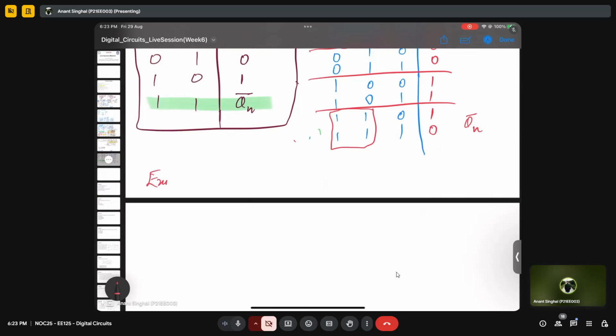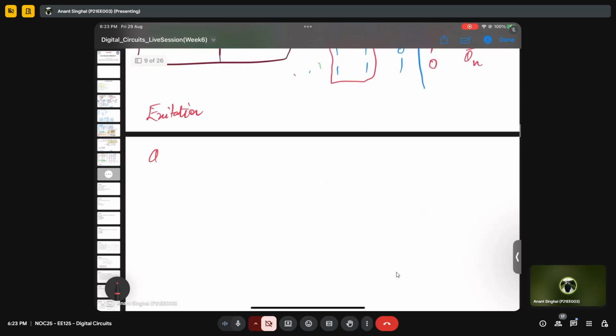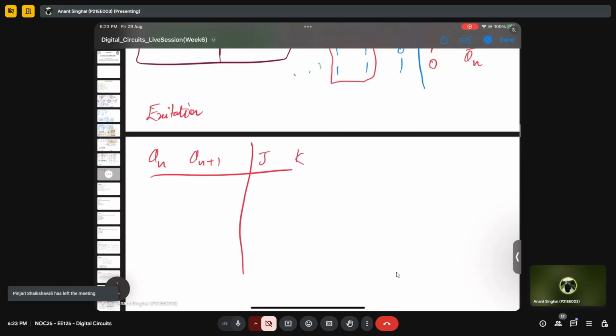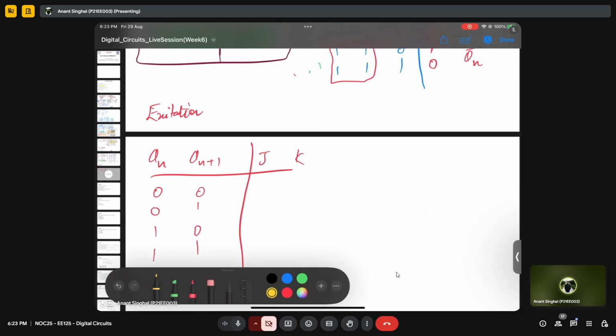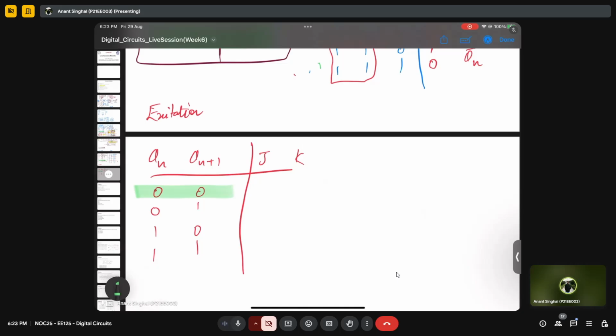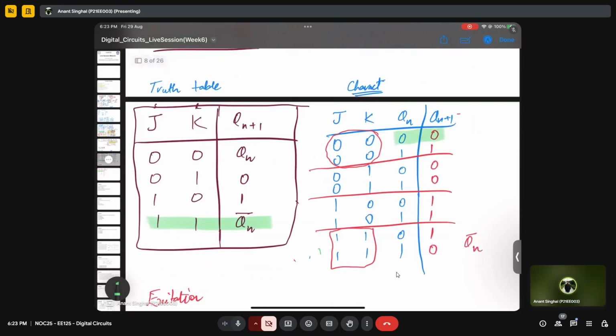So in the excitation table we have Qn and Qn plus 1 as inputs and J and K as outputs. So it can be 4 conditions. Now we need to check when Qn and Qn plus 1 are 0, 0. So it is one case here and one case here. So what will be J and K?